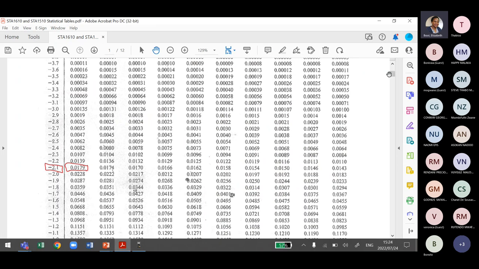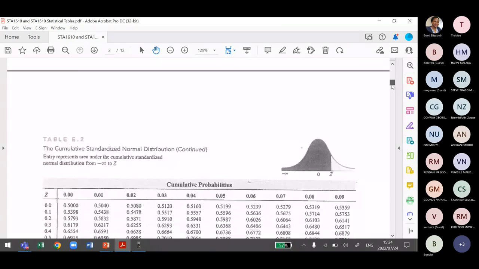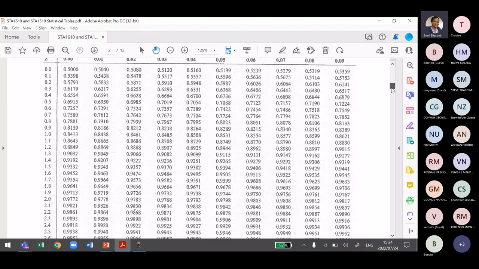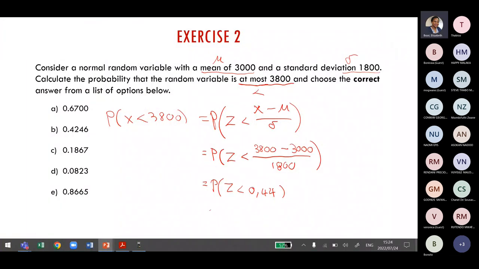Then you need to go to the table, on the positive side of the table, and look for 0.4 and 4 at the top. What is the answer? 0.67. That will be 0.6700, which is option number 8. Any question?